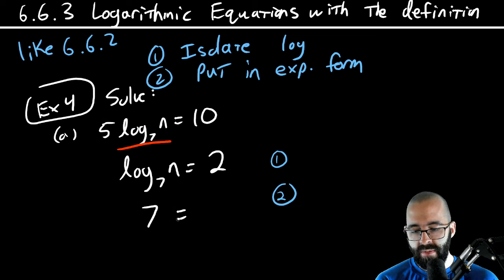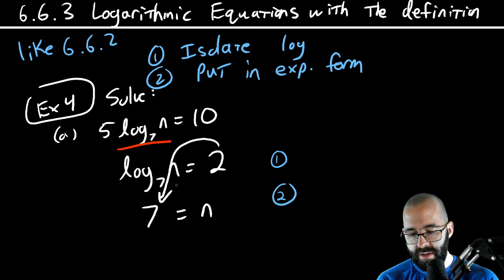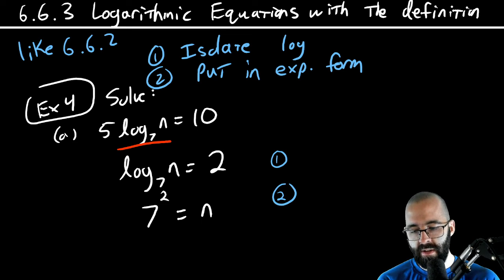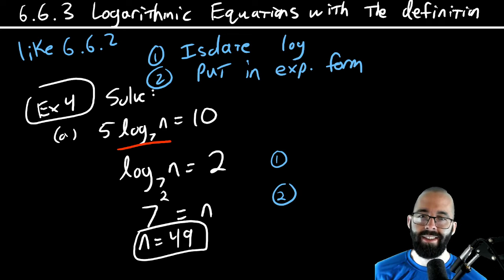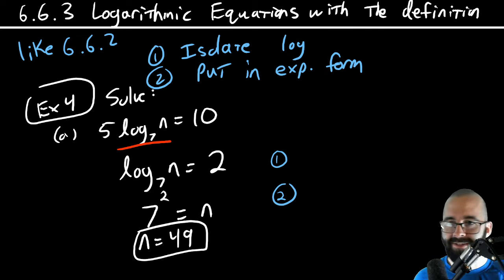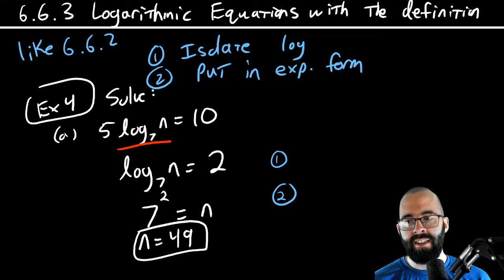Base of the logarithm, base of the exponential. Input becomes the output. Output becomes the input. Oh, we're done. N is 7 squared. That's 49. It doesn't get much worse than this. Let's check our answer.